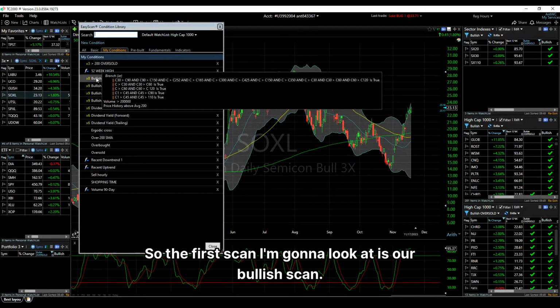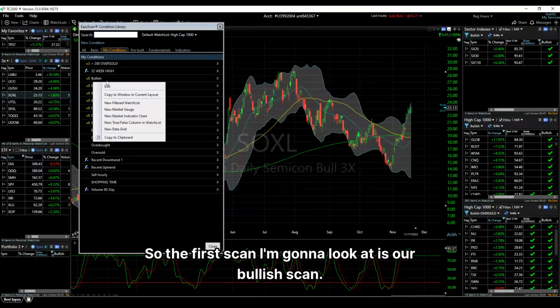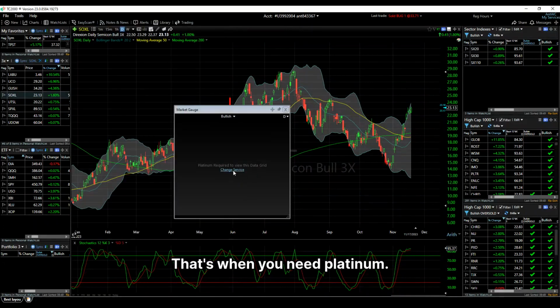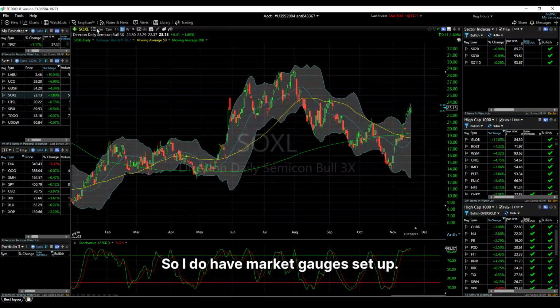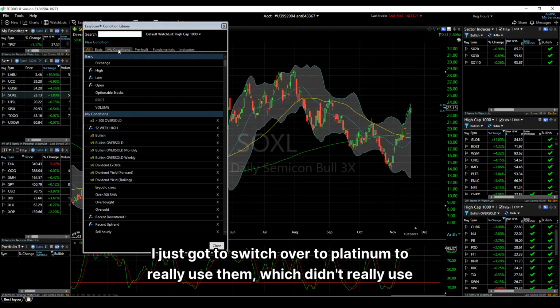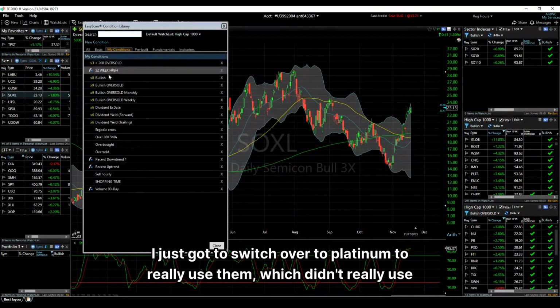So the first scan I'm going to look at is our bullish scan. I'm going to edit that. Now you can turn this into a market gauge. That's when you need platinum. I do have market gauges set up. I just have to switch over to platinum to really use them, which I shouldn't really use that much.